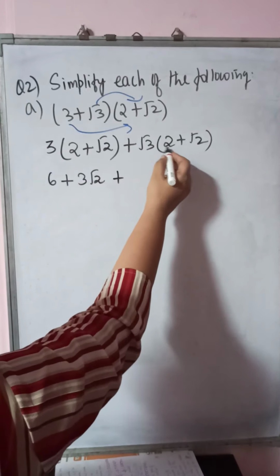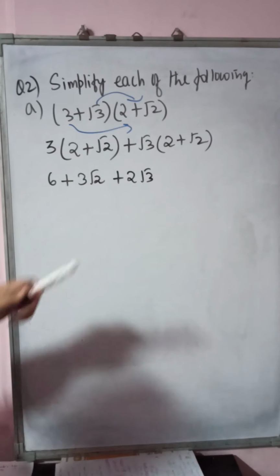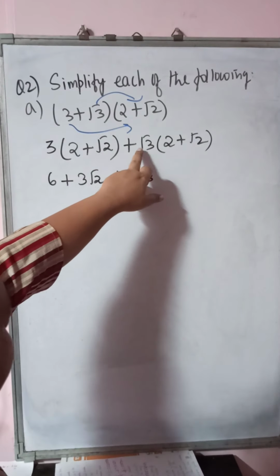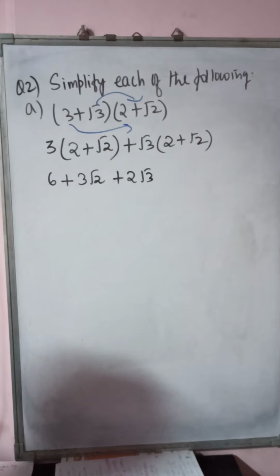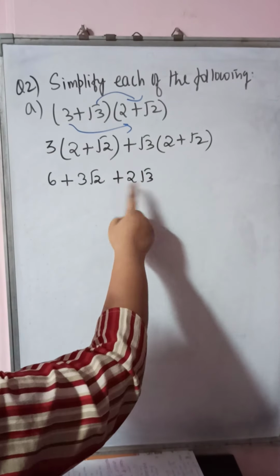Now plus 2 into root 3 will be 2 root 3 only. It is like unlike terms. A rational and an irrational number cannot multiply together into one number. It is like x and y: when you multiply x into y, you get xy only. In the similar way, root 3 into 2 will be 2 root 3 only.